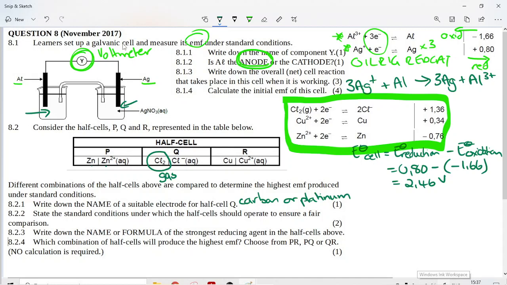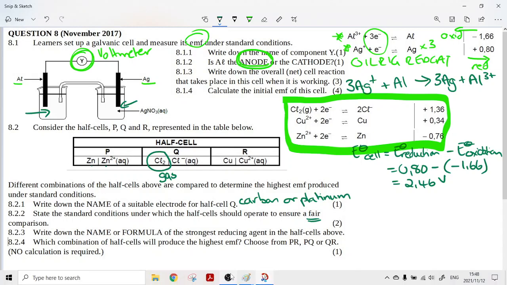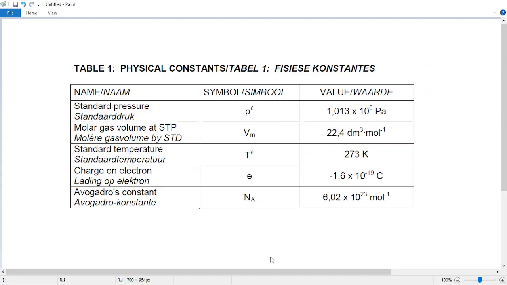It says, state the standard conditions under which the half cells should operate to ensure a fair comparison. We always have to have standard conditions for this because it is an equilibrium reaction, and anything that can affect the equilibrium needs to be taken into account if you want to have a fair comparison. So once again, you go back to the back of your question paper. At the back of your question paper is your data sheet over here, and you start looking for standard conditions. This standard pressure is one that you can use, okay?